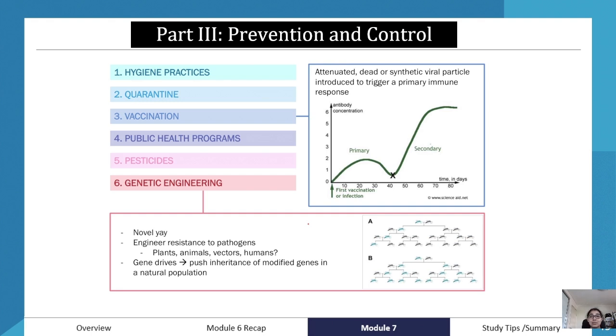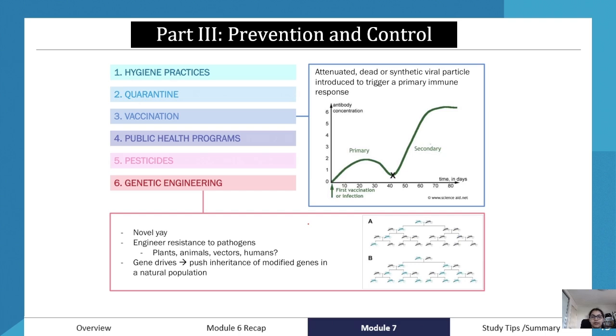You would see that there has been some scientific research and development into engineering mosquitoes that are resistant to the Plasmodium protozoa, and they have red eyes. There has been some research into it recently. I can't remember when that was, but there's research generally into stopping mosquitoes from carrying Plasmodium. And gene drive, so pushing inheritance of a modified gene in a natural population.